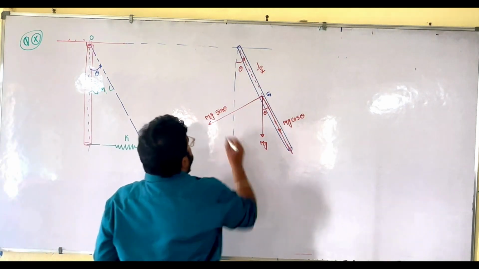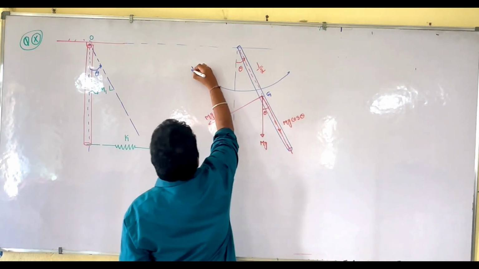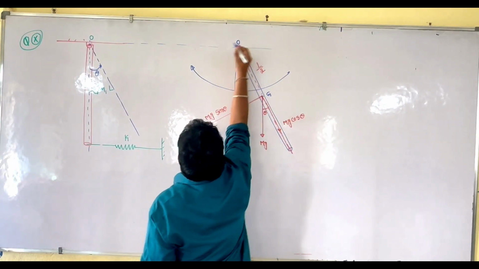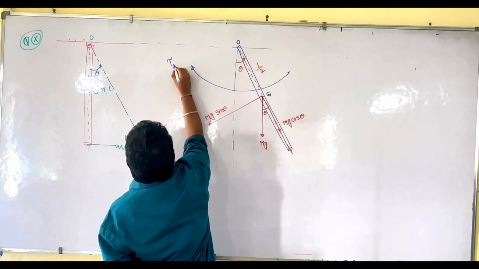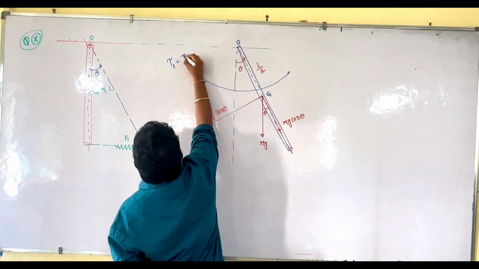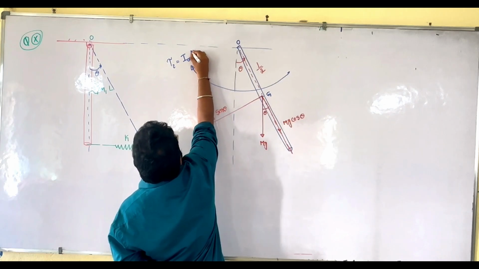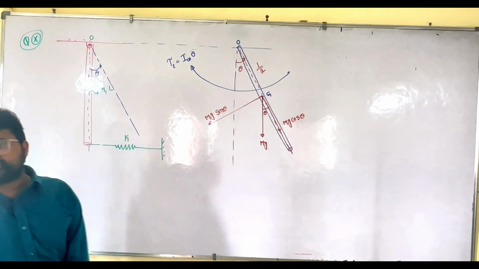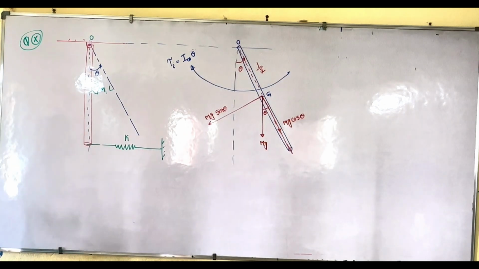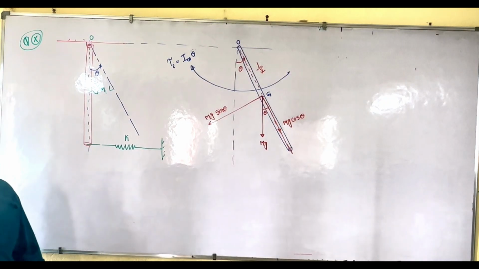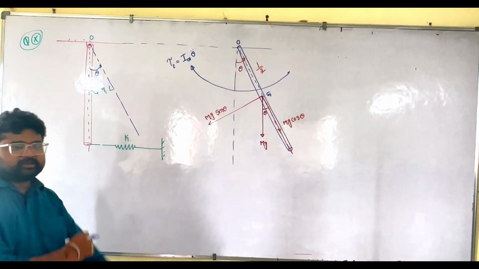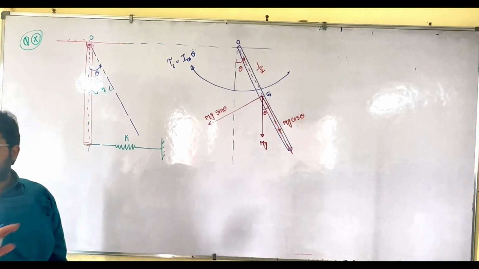Here, the inertia torque will be acting opposite to the direction. Inertia torque is equal to how much? I theta double dot. The weight is represented, and the inertia torque is represented. That means the element mass chapter is over.